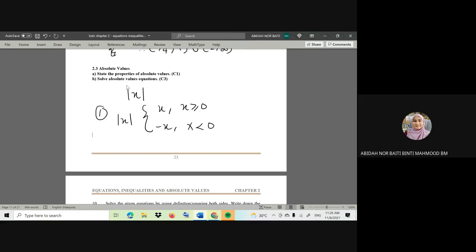When you want to solve absolute value questions, this we call the basic definition. Okay, basic definition. Okay, the second definition for absolute values is modulus of x is equal to square root of x squared. For this second one, the method we use is squaring both sides. Okay, squaring both sides.